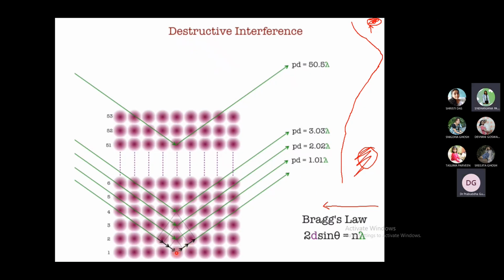Yes, sir. So from the first ray to the second ray it is 1.01. From the first ray to the third ray it will be 2.02. Like that you go on in the crystal structure. So at the 51st layer the path difference is now 50.05 times the wavelength, so half a wavelength. So this ray and this ray will do destructive interference.